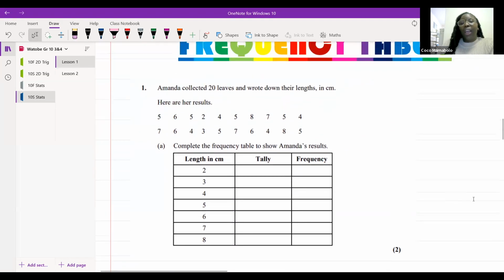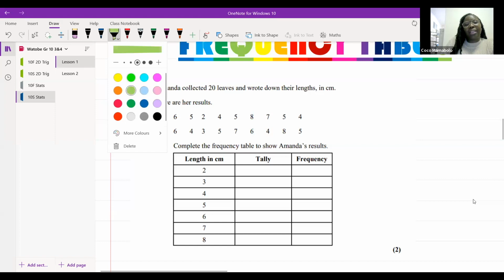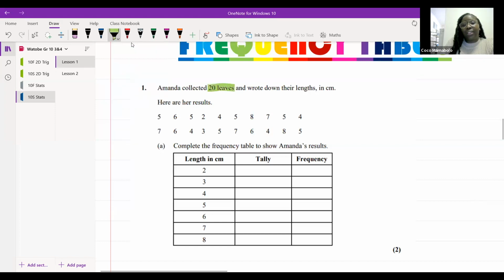It says here, Amanda collected 20 leaves and wrote down their lengths in centimeters. Here are her results. Now, my first question is, is this quantitative or qualitative data? What kind of data is this? Quantitative or qualitative? Hugo says quantitative. Quantitative. My next question is why? Why is it quantitative?